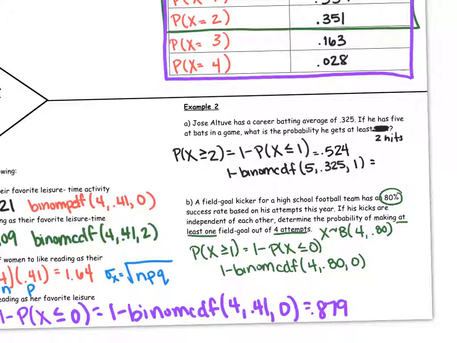So you use binomial CDF here, and the answer is 0.9984.